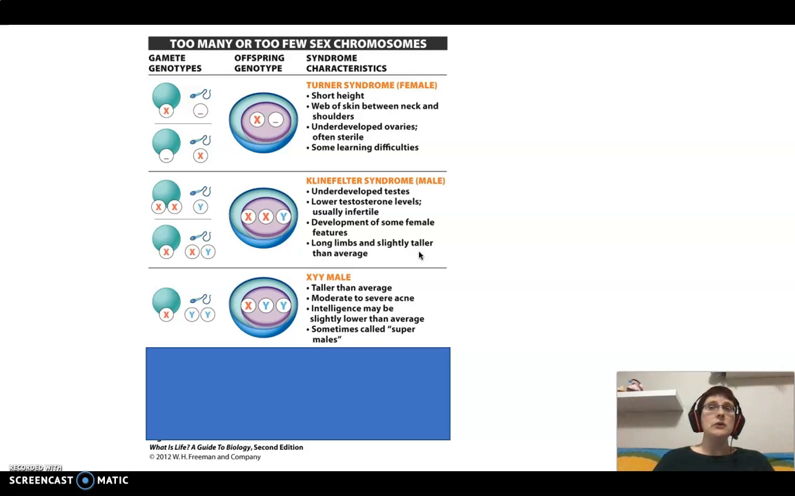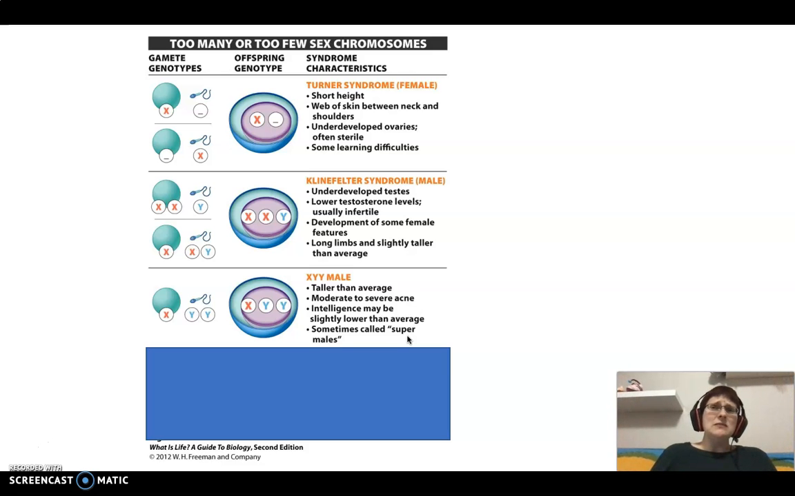Now we do have variation in the chromosomes going slightly differently, where instead of XXY, you get XYY, where you get an extra Y chromosome, where both of the Y chromosomes end up in the sperm instead of getting split up. Now these sometimes are called super males. However, there's nothing really majorly different about these guys. You can see they may be taller than average, they may have worse acne, their intelligence may be slightly lower than average, but it doesn't really change anything as far as their fertility. It doesn't make any major changes in their body.